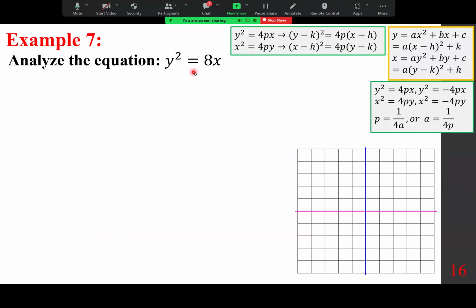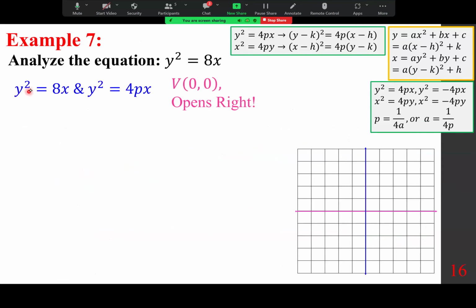Analyze the equation of y squared equals 8x. Let's look at that. Y squared equals 8x, which gives you the vertex at 0, 0 right away. Or y squared equals 4px. The vertex is at 0, 0. It opens to the right.